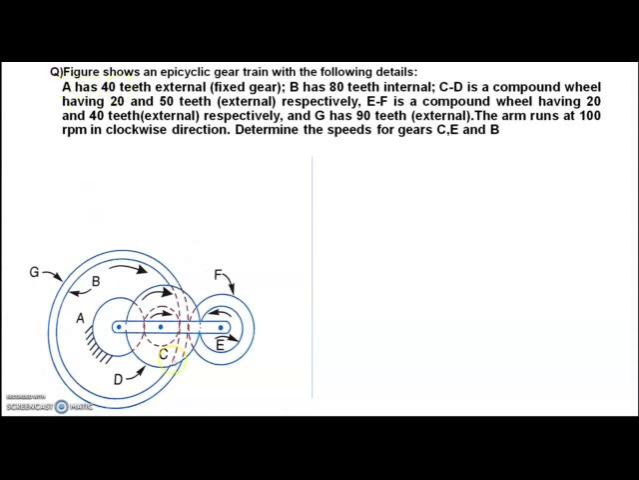A has 40 teeth. Where is the gear A? Here is A, which is a fixed gear. This symbol is for fixed. It has 40 teeth. It is meshing with C.